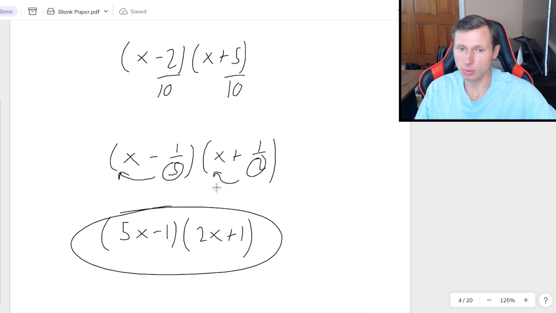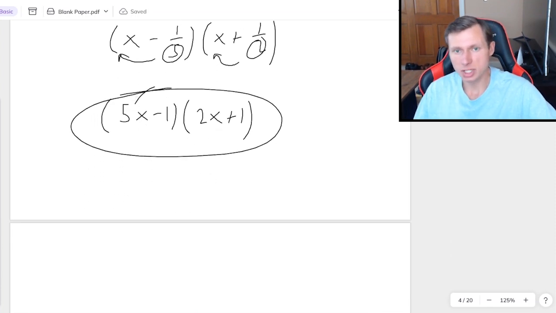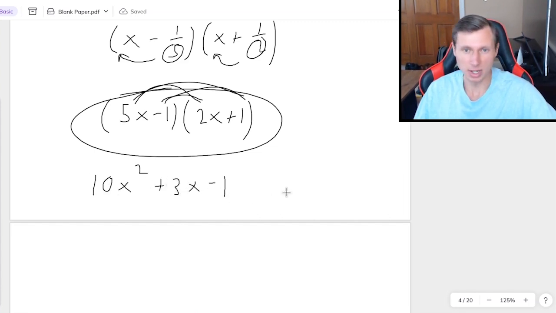And by the way, if we were ever unsure, we could always FOIL this, like we know how to FOIL, and you should get the original problem, 10x squared plus 3x minus 1. And if you FOIL correctly, you will get this, confirming this is the right answer.